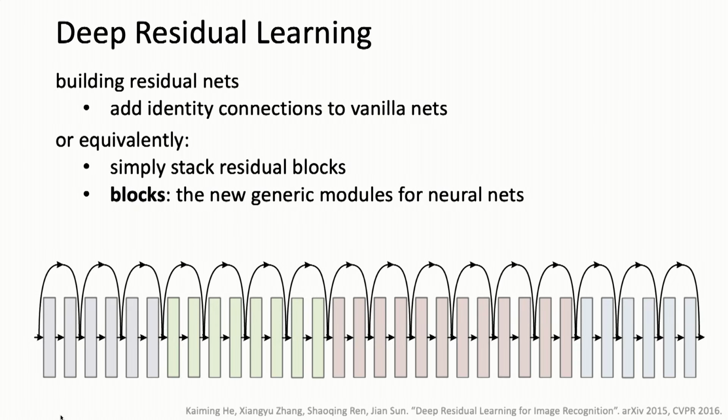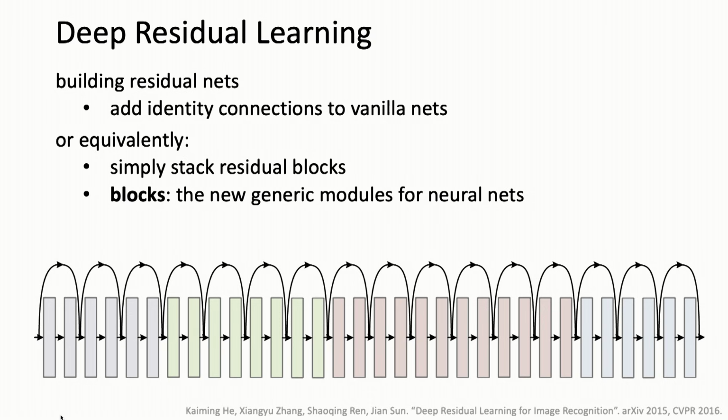Then it is easy for us to adopt this idea to build a very deep neural network architecture. So in some sense, you may just need to add many identity connections into a vanilla neural network, then you can turn it into a residual neural net. Or equivalently, this can be thought of as simply stacking many residual blocks to create a very deep model. So in this sense, the design of a residual block actually becomes the new generic module for us to build very deep neural network architectures.